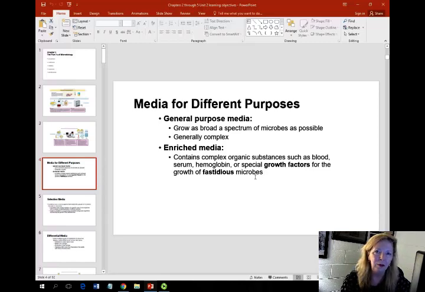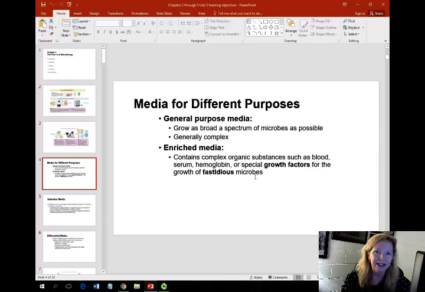That means it's a microbe that's going to require special nutrients to survive. And we know which microbes they are in the pathology lab. An example of one of those is Haemophilus influenzae. This is a microorganism that can cause pneumonia, conjunctivitis, and epiglottitis. We'll talk about some of these diseases later on.